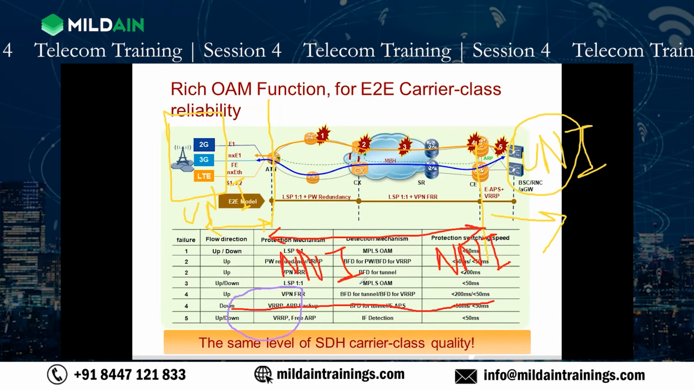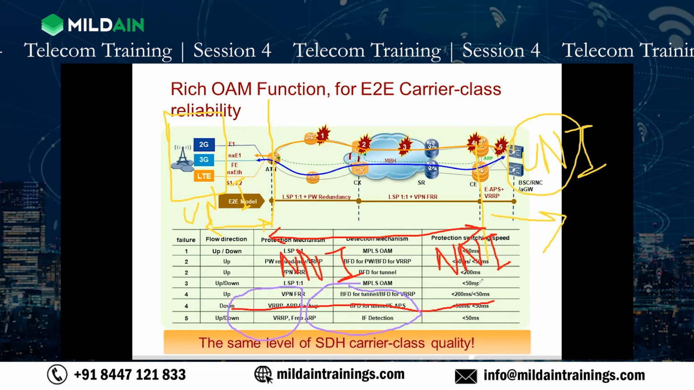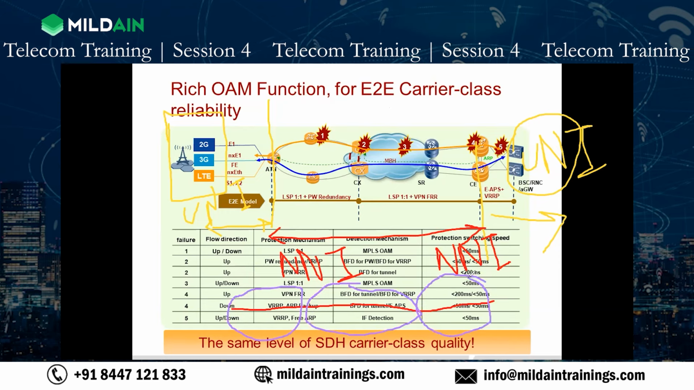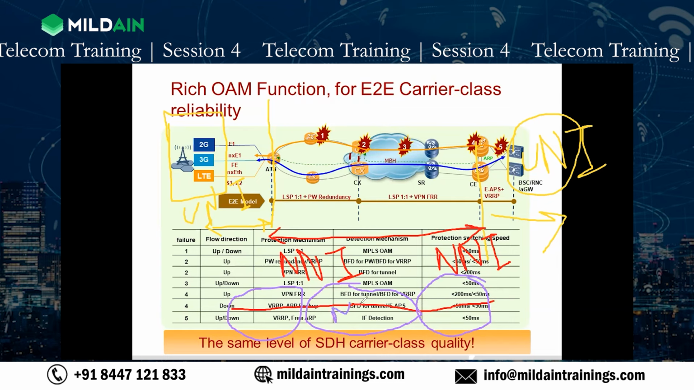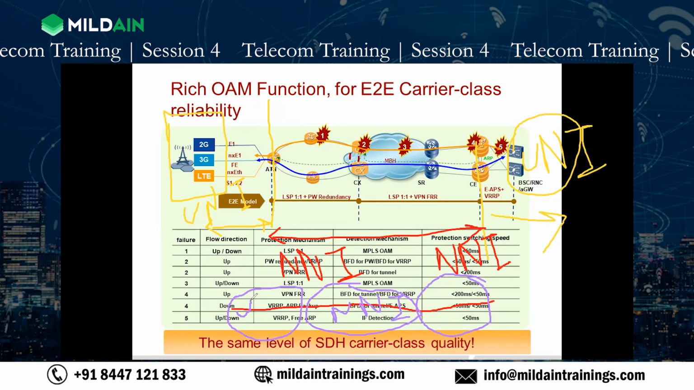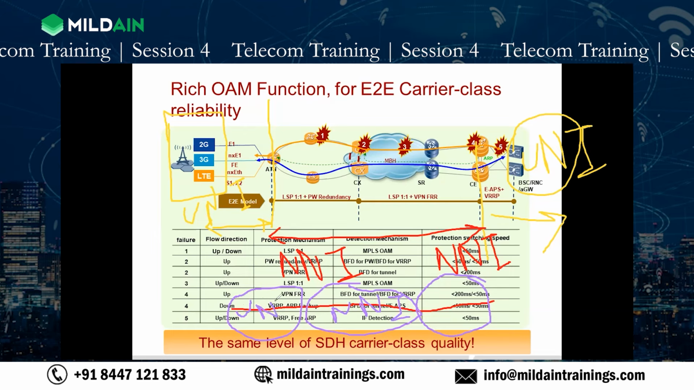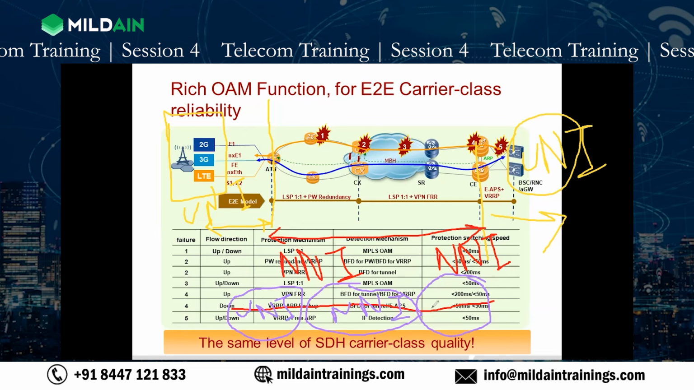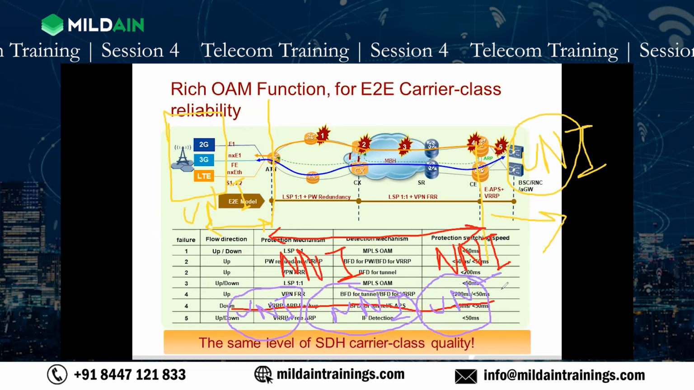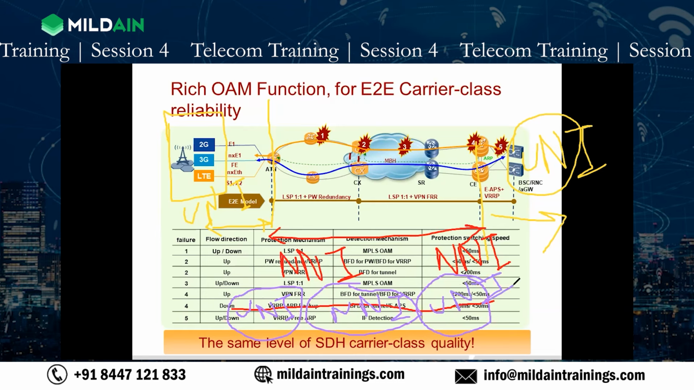Let us draw a line. Section 1, section 2, section 3. Breakage can happen in any section. This is NNI, network side. This is UNI, user side. So breakage can happen anywhere, so we require failover.